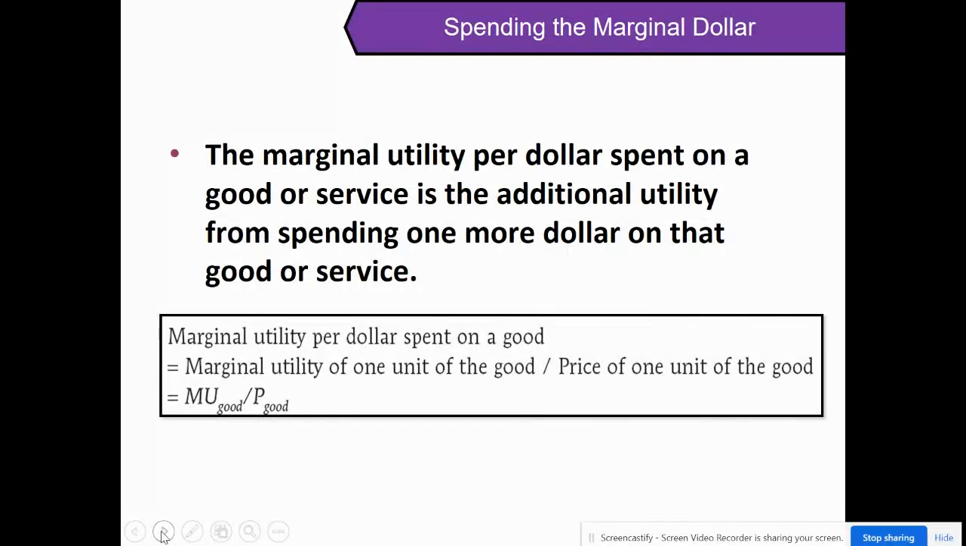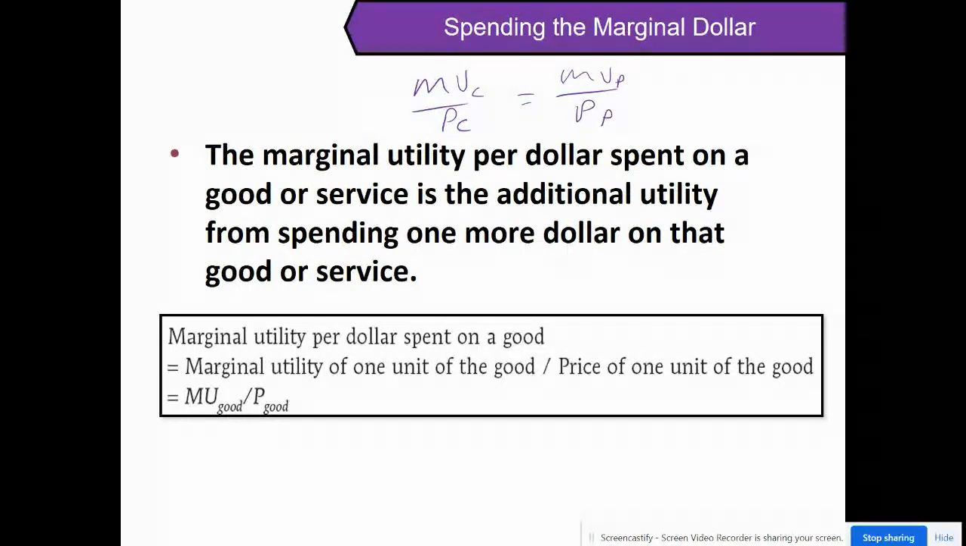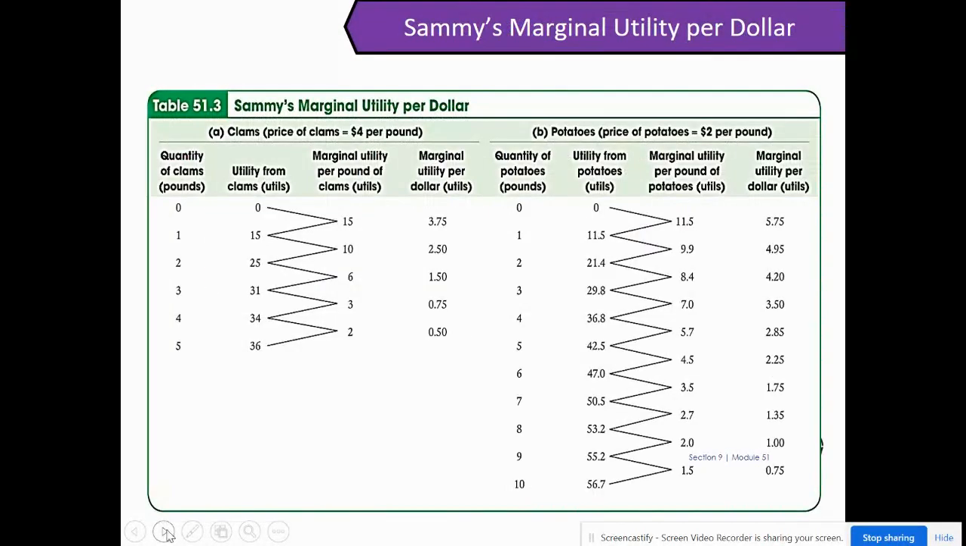Okay. So once again, when we're finding out the satisfaction, we're looking at marginal utility of, let's say, clams over the price of clams has to be equal to the marginal utility of potatoes over the price of potatoes. That's what she wants to do. She wants to make those equal. So we want to know per dollar how much satisfaction we're getting.